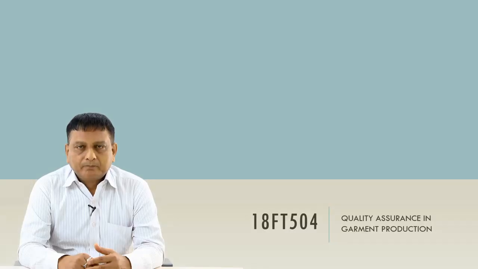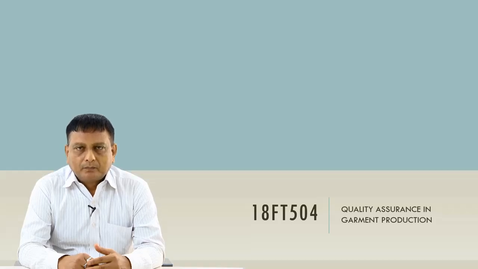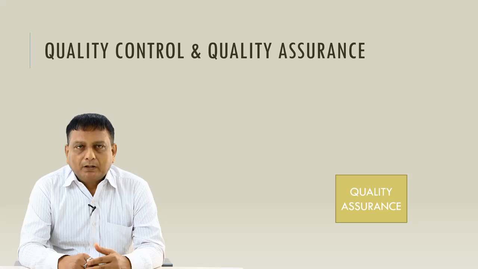Good morning, students. Today we'll start with 18 FT 504 Quality Assurance in Garment Production. In this particular chapter, we have seen the fundamentals of quality, different dimensions of quality, and we have also seen the inspection, loops of inspection and different types and systems of inspection.